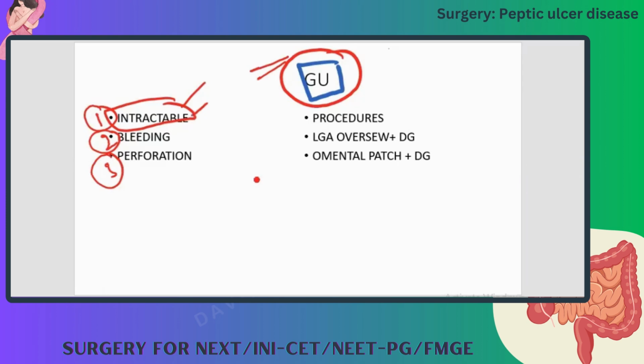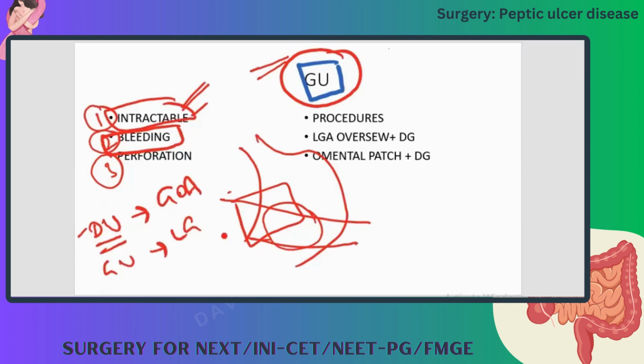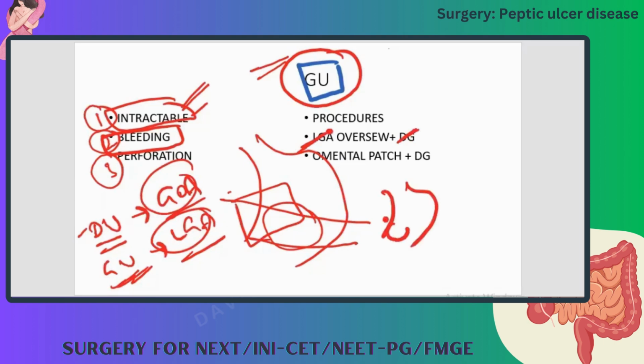So you have to resect the ulcer. You have to do a wedge resection, or if the ulcer is extensive, a partial gastrectomy, and then reconstruct. That is for intractable ulcer. For a bleeding ulcer, what is the vessel which will bleed in duodenal ulcer? Gastroduodenal artery. In the same way, in gastric ulcer, it is the left gastric artery. Remember, the left gastric artery usually bleeds in gastric ulcer. So we have to oversew the left gastric artery and do a distal gastrectomy wherever the ulcer is.